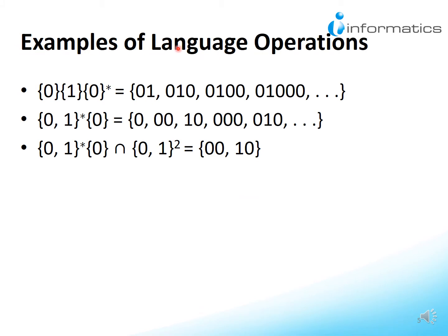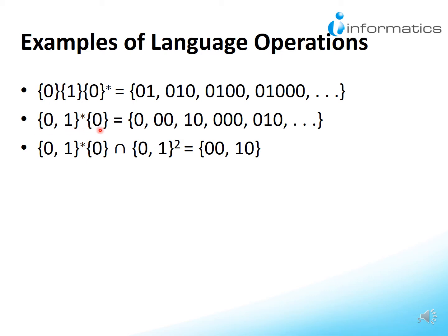Here are some examples of language operations. In this example, {0} and {1} concatenated together is a set containing only the string 01. 0 star contains strings of 0 only, any number of 0s. And these two concatenated together, we will have 01 followed by any number of 0s: 01 followed by the empty string, 01 followed by 0, 01 followed by 00, 01 followed by 000, and so on and so forth.